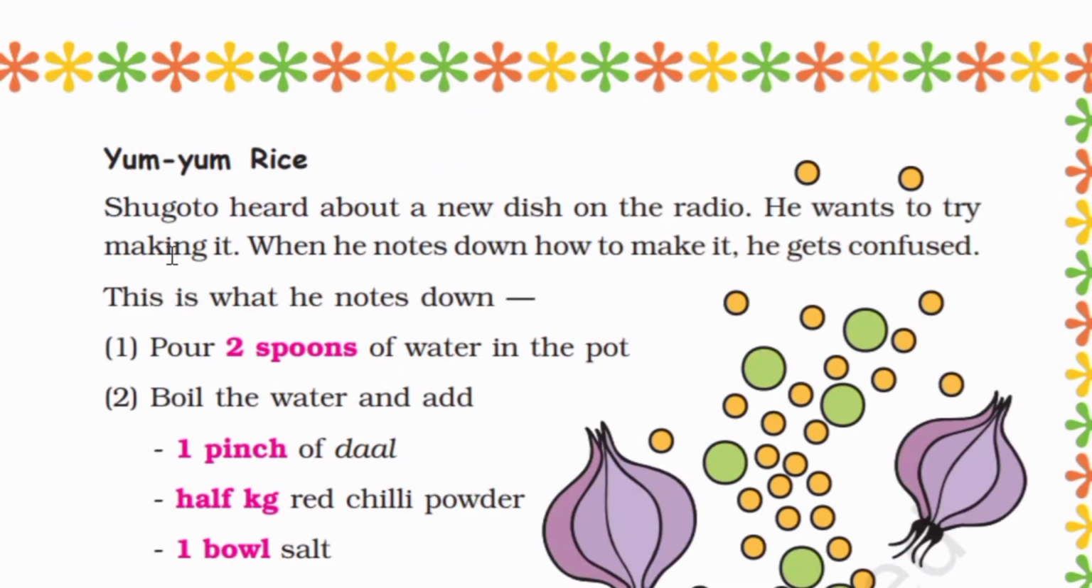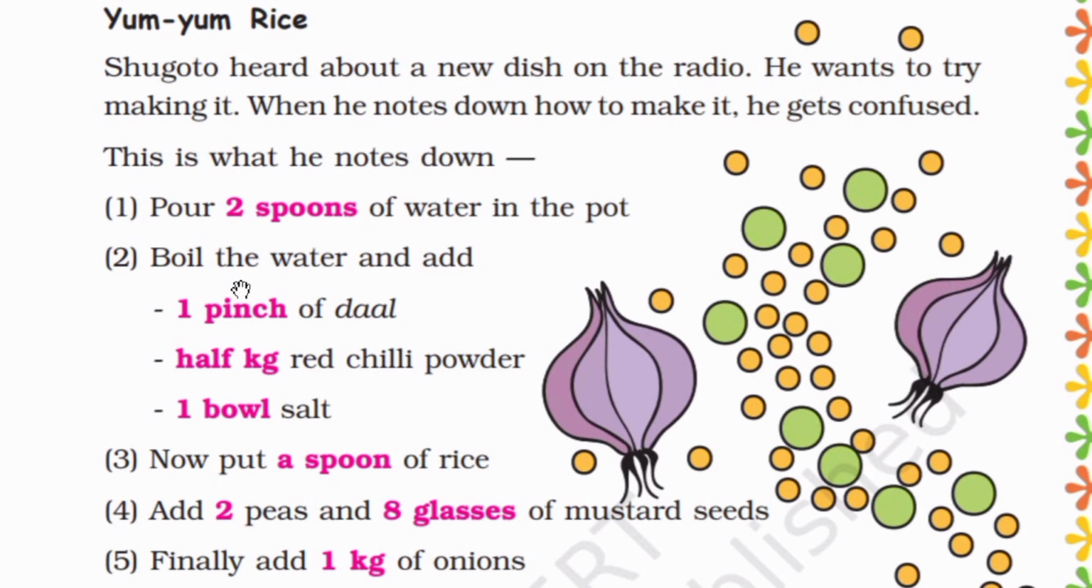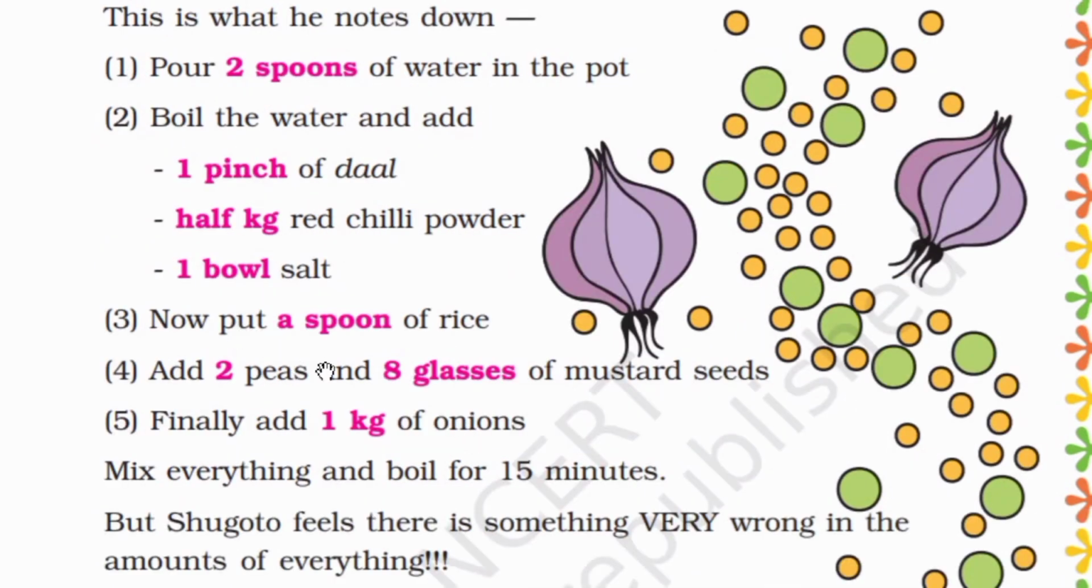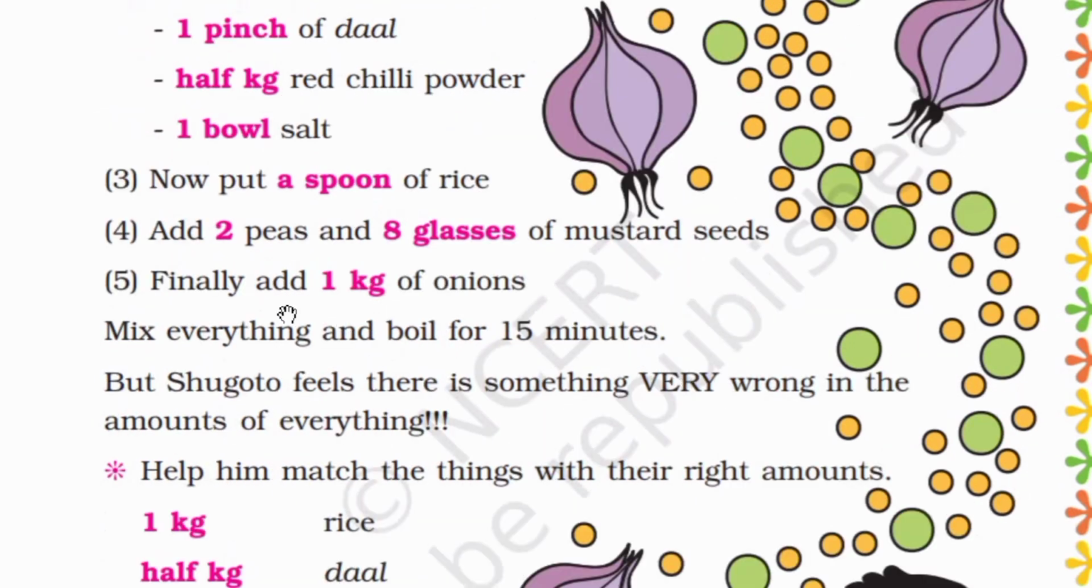Yum Yum Rice. Shugo hears about a new dish on the radio. He wants to try making it. When he notes down how to make it, he gets confused. This is what he notes down. Pour 2 spoons of water in the pot. Boil the water and add 1 pinch of dal, half kilogram red chili powder, 1 bowl salt. Now put a spoon of rice, add 2 peas and 8 glasses of mustard seeds. Finally add 1 kilogram of onions. Mix everything and boil for 15 minutes.